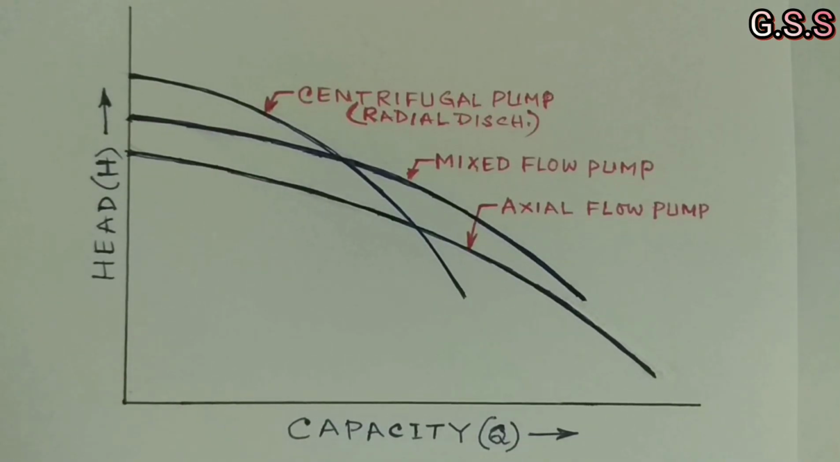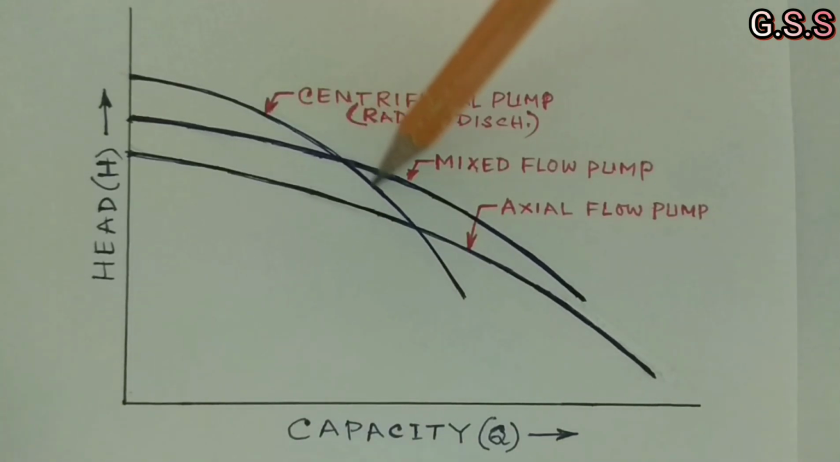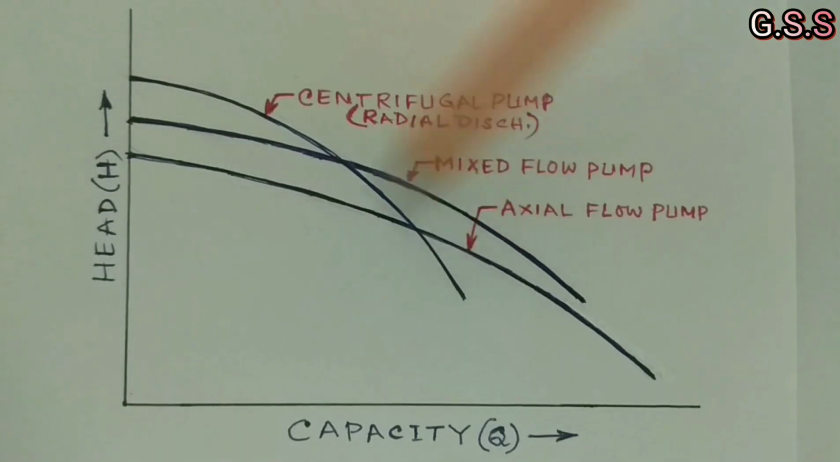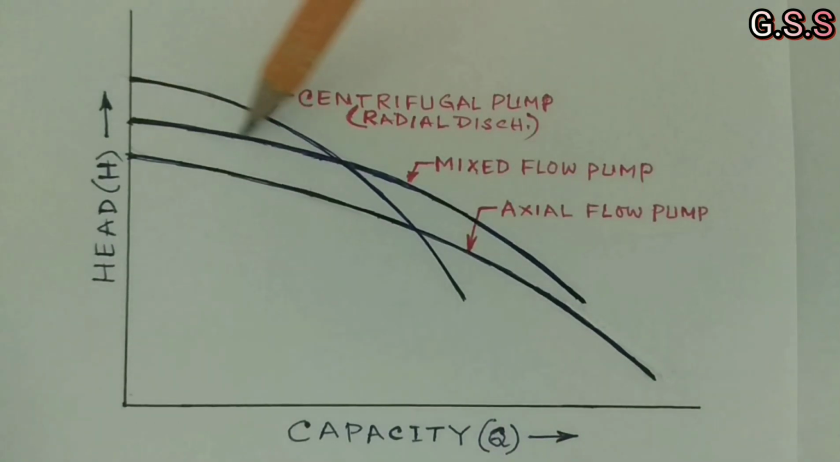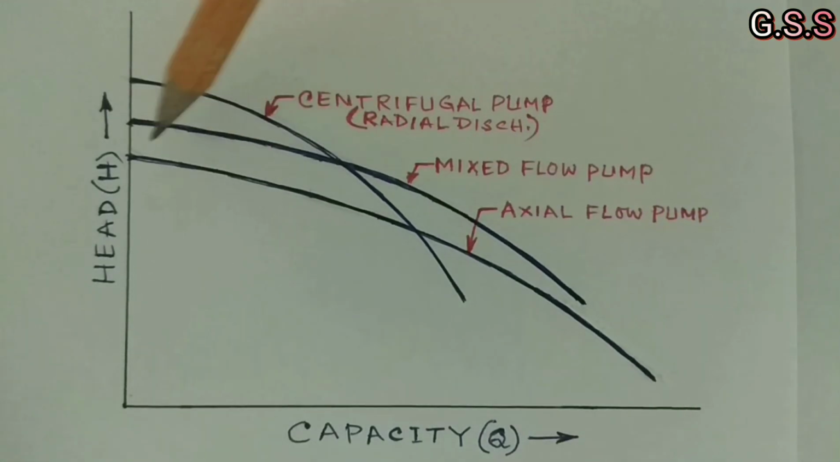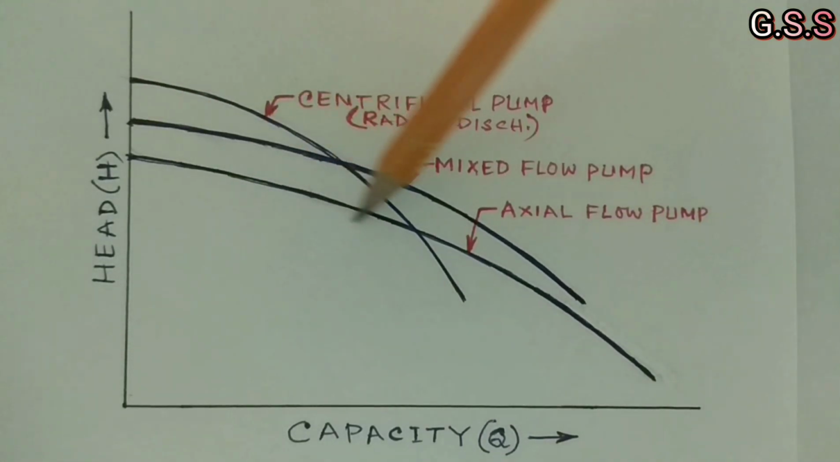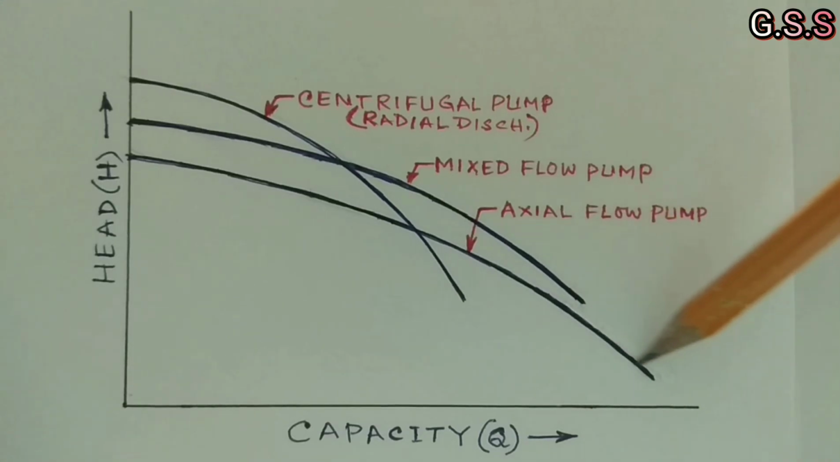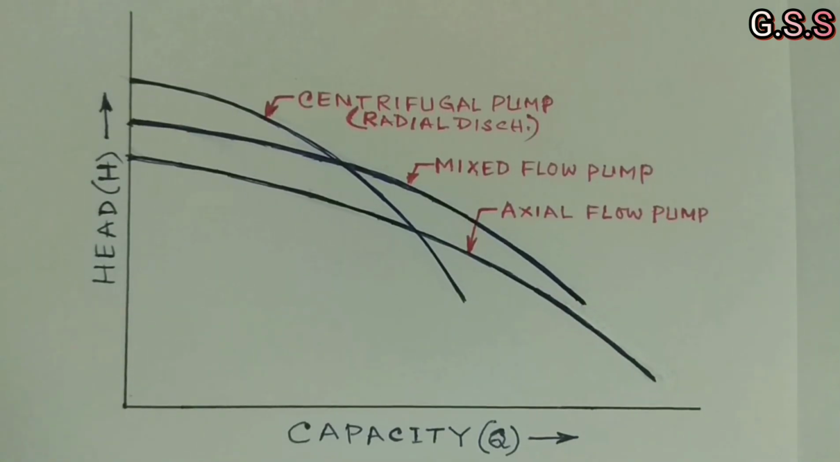This is the performance curve of rotodynamic pumps. This performance curve is for radial discharge type centrifugal pump, and this performance curve is for mixed flow type pump, which is more flat, and this performance curve is for axial flow pump, which is further more flat, that means huge flow at low pressure.